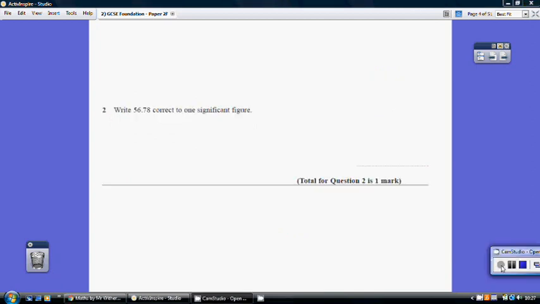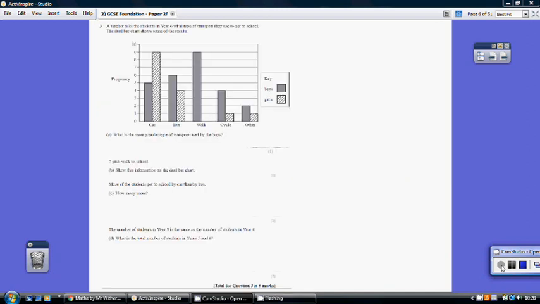Part C. Question 2. Now one significant figure means you're only allowed one non-zero digit in your answer. So 56.78, we're either going to have to go for 50 or 60, and this is nearer.